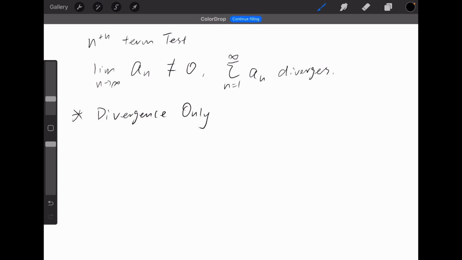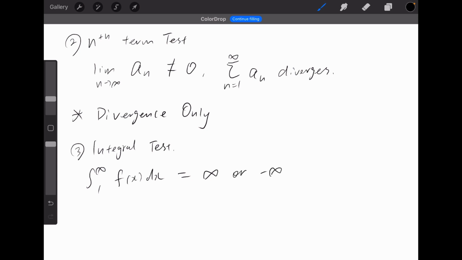Okay, and the third one is the integral test. So the integral test basically means we take the integral of the function, and if the integral equals infinity or negative infinity, then the series diverges. Otherwise, if the integral equals a constant, which means it's an exact number, then the series converges.